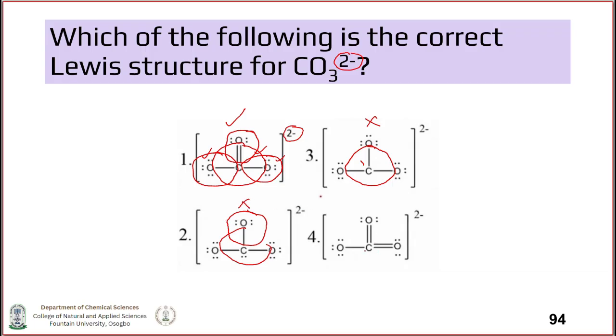And then what about this one? What is wrong here? If we look at the carbon at the center, we will see that there are more than 8 electrons. There are 10 electrons around this carbon. So option number 4 is also wrong. This is the correct option, option 1. I hope it makes sense.